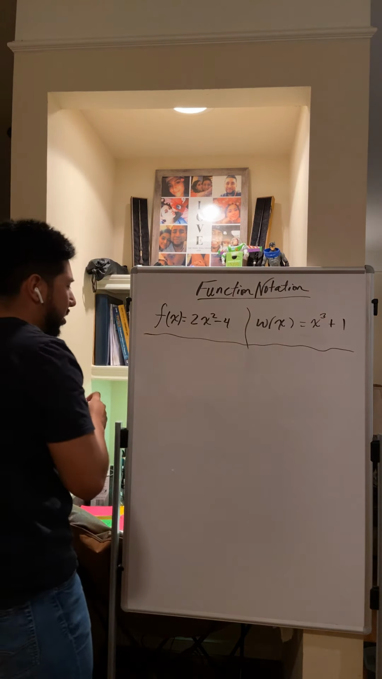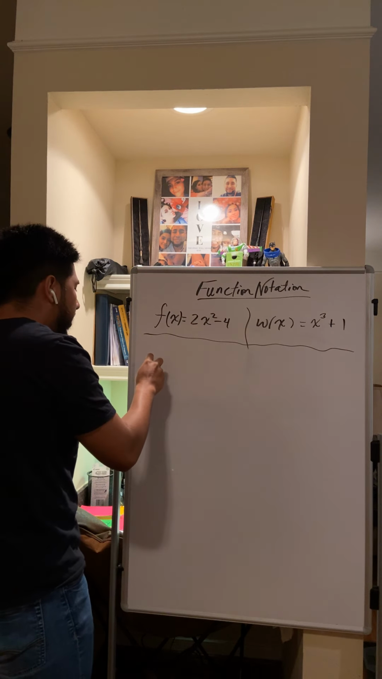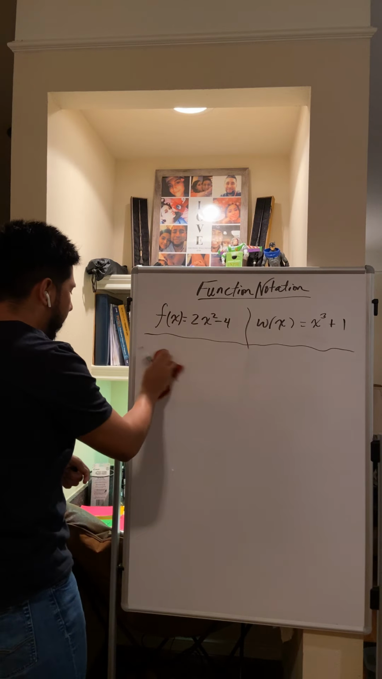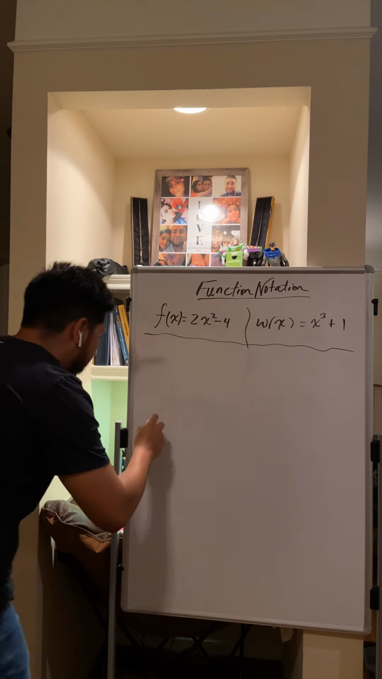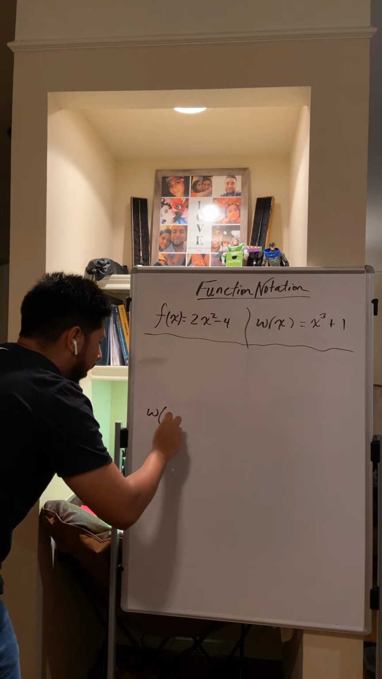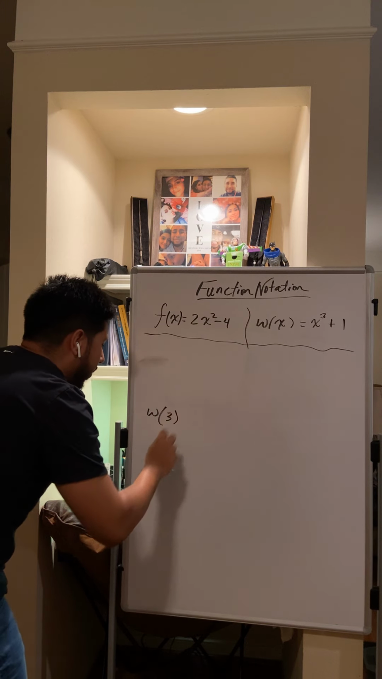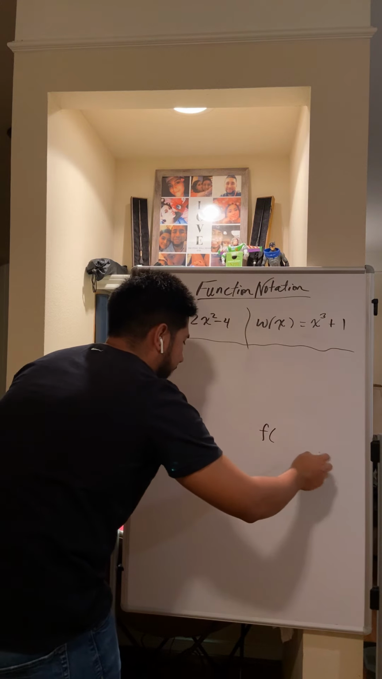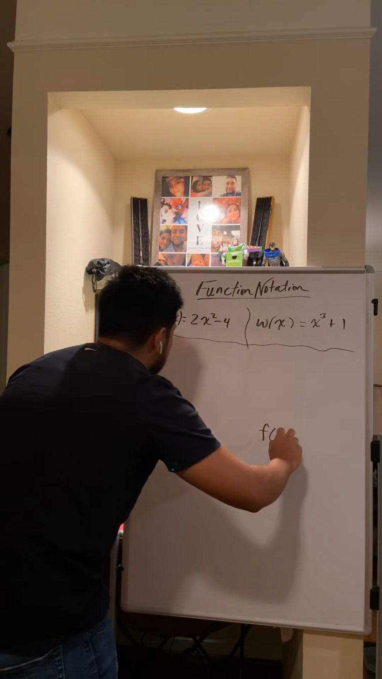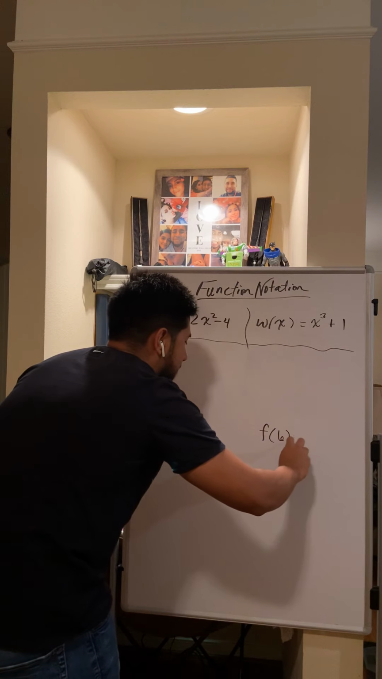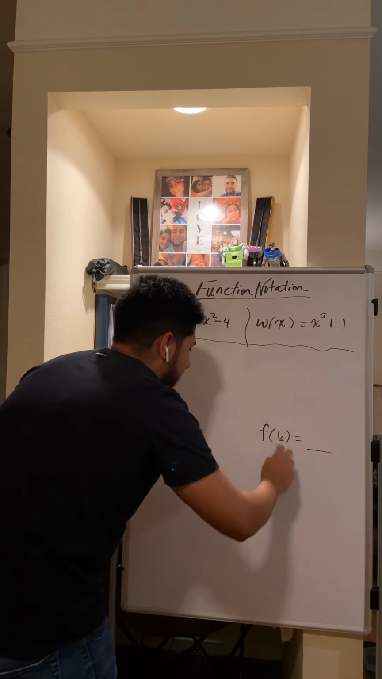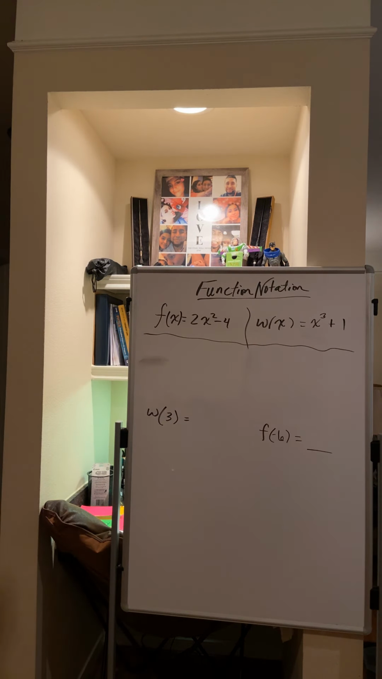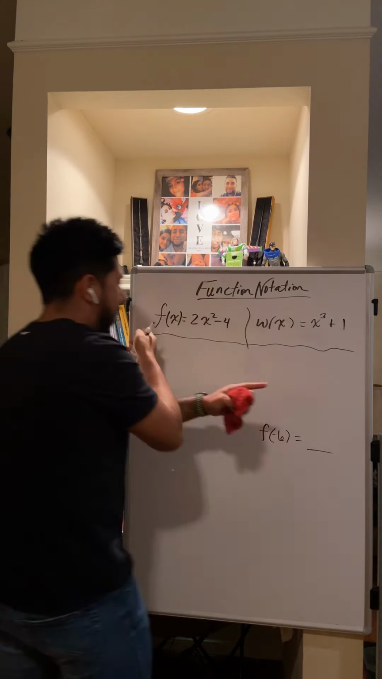Have you ever come across a situation where it says, hey, give me W, let's write it down here because I want space. What is W of 3 and what is F of, let's do 6. Let's make it a -6 just for fun. All right. You can see that I make them backwards.